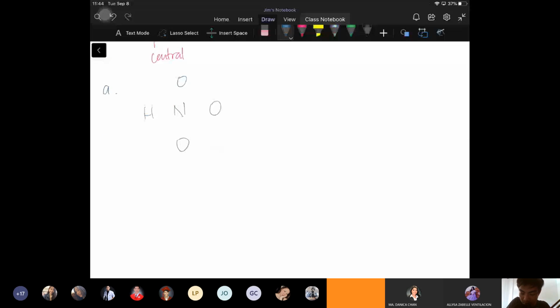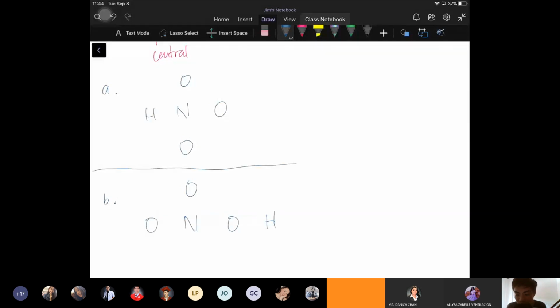Pwede naman na yung oxygen ko, ilalagay ko sa dulo. Sa dulo ng oxygen, ilalagay ko yung hydrogen ko. So, yan. I have two ways of arranging my atoms, no? Pwedeng nakapalibot sila lahat kay nitrogen or yung hydrogen nasa dulo ni oxygen. Pwede ba yun, sir? Pwede naman. Kaya nga may hydrogen bonding, no?